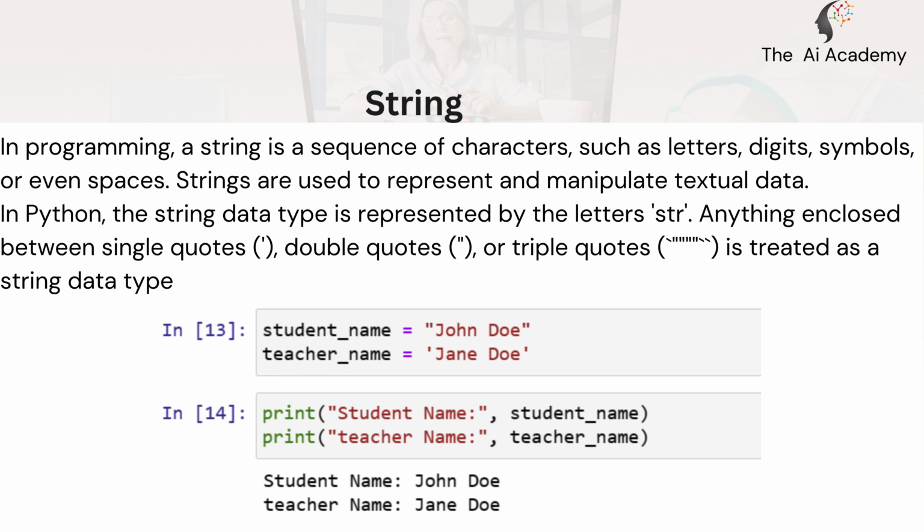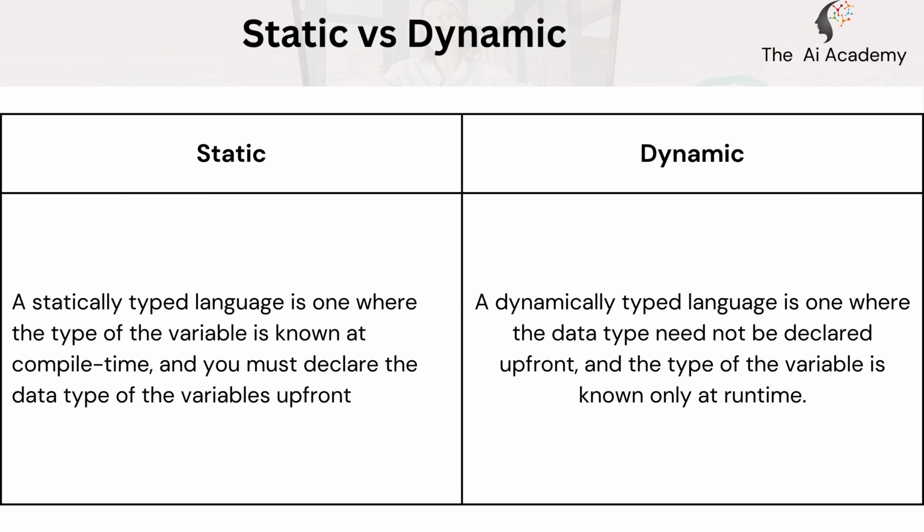Statically versus dynamically typed languages. Before we proceed with data type operations, it's essential to understand the difference between statically and dynamically typed programming languages. A statically typed language is one where the type of the variable is known at compile time, and you must declare the data type of the variables up front. Examples of such programming languages are C, C++, and Java.